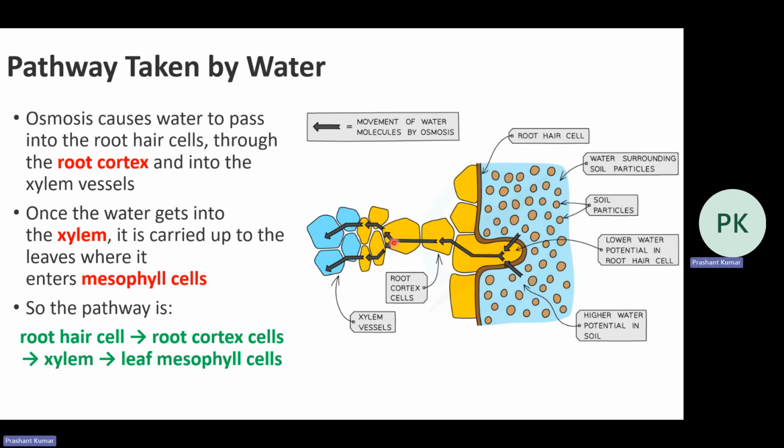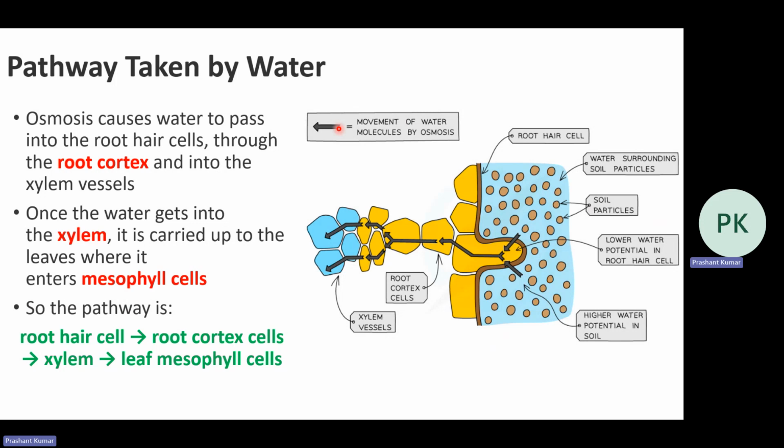So if you can see the pathway, what pathway is the water taking to move to the xylem? First of all, this is the soil particle and this is the root hair cell. The soil particle has higher water potential and the root hair has low water potential. So we know that water moves from high to low water potential, right? So from the root hair, it goes to the cortex cell, then xylem. This is xylem. And from xylem, it goes up to the leaf where they will do photosynthesis.